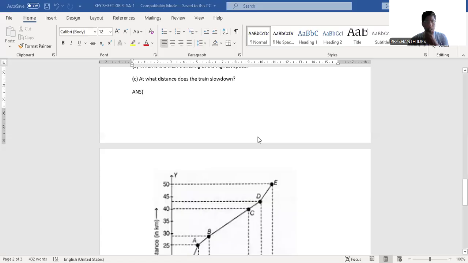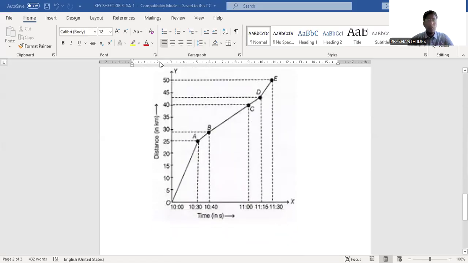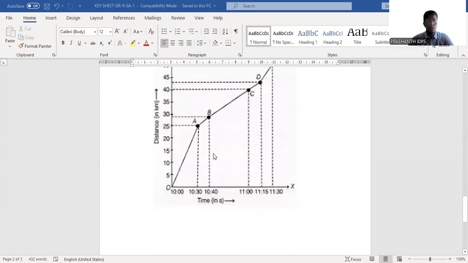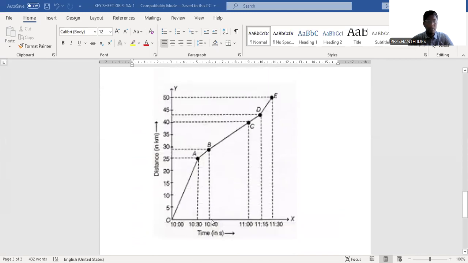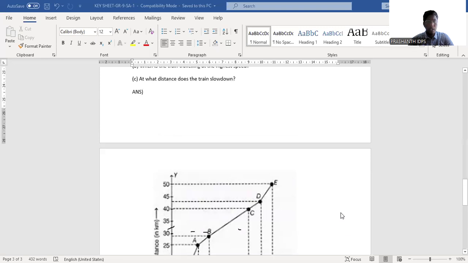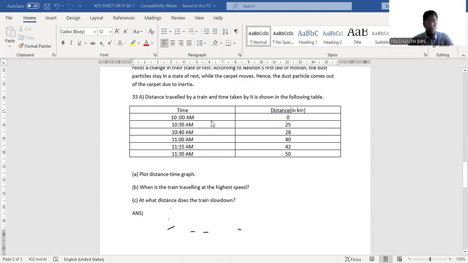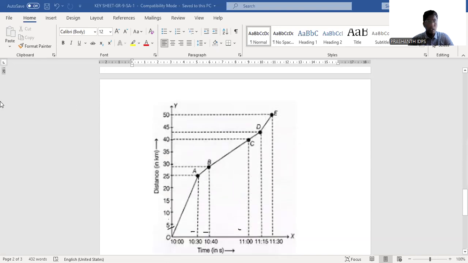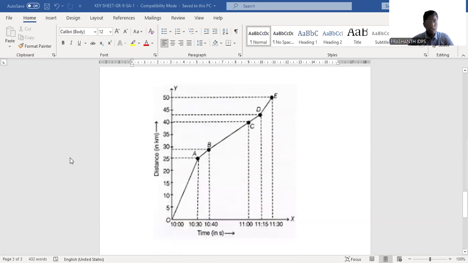You may see this graph here. If you observe carefully, what is the first question? The first question is to plot a distance time graph. So this is the answer. The distance time graph will be like this. Initially 10 a.m., 10:30, 10:40, 11, 11:30. Then 0, 5, 10. So distance in kilometers up to 58 I have taken on the y-axis. Now, if you observe carefully, at 10 a.m. it is 0, then at 10:30 it should be at 25. See here, 25 at 10:30. So you need to join.